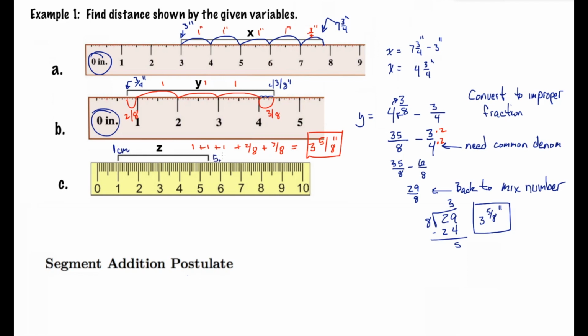Okay, so for part C, we're in centimeters, and z is between 1 centimeter and 5.4 centimeters. Let's just take the difference. 5.4 minus 1 is 4.4. The metric system is so much easier. Don't have to worry about fractions and common denominators, but it's good to know both.